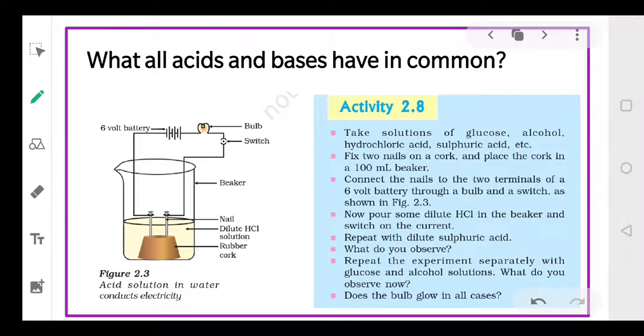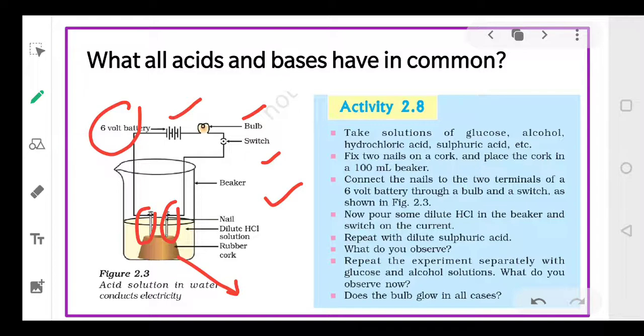Now this is the third activity. Very, very important. 90% of the time this activity is asked in the board exams. So this is your activity number 3 of the day. First of all, we'll complete this setup. We'll take a beaker. In the beaker, we'll fix a rubber cork. In the rubber cork, we'll fix 2 iron nails, and these iron nails will be connected to the switch, bulb and the battery. The battery is of 6 volts. Okay, clear? So we got to fix this setup first.